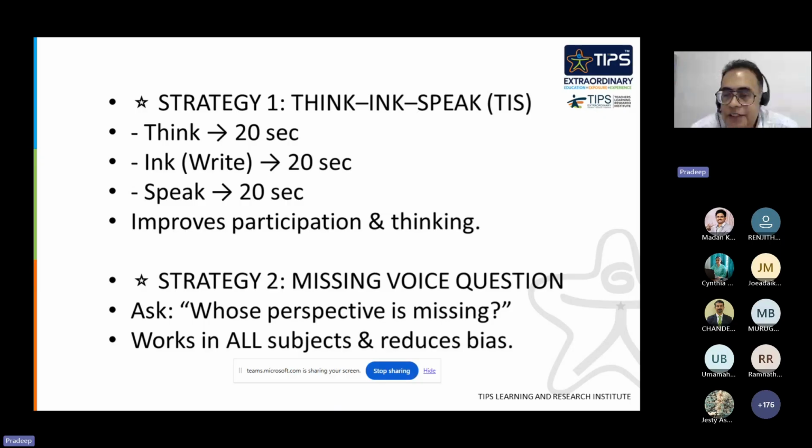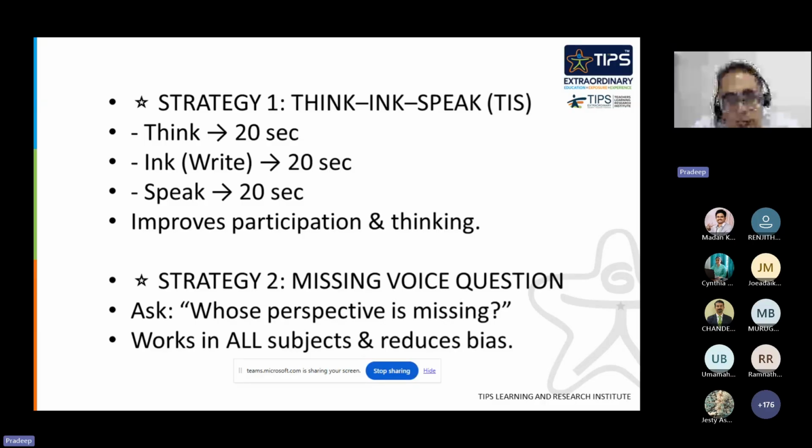Now, the second strategy I am going to discuss today is missing voice. What actually happens, especially with my subject, and I guess in all the other subjects as well, is that we have one particular perspective to explain. Say, for example, when I'm talking about the Battle of Panipat, I have one particular perspective which is speaking for itself. But we do not really give them the question: which other voice is missing in it?